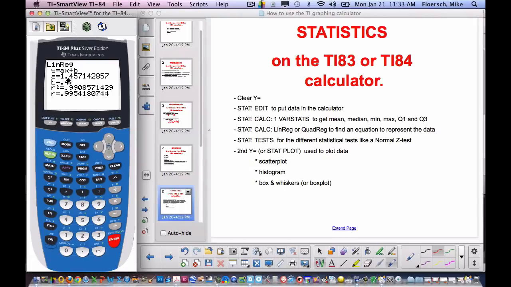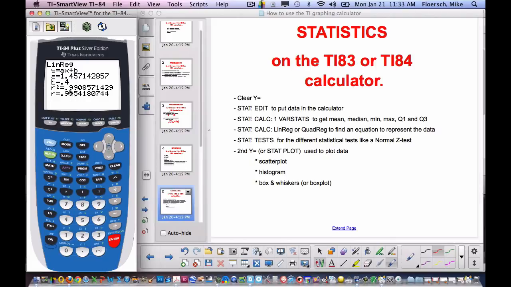Y equals 1.46 times x. This number right here would go in for a, and this 0.4 would go in for b. This is your y-intercept. This is your slope. Then R squared and your R. R is what we call your correlation.